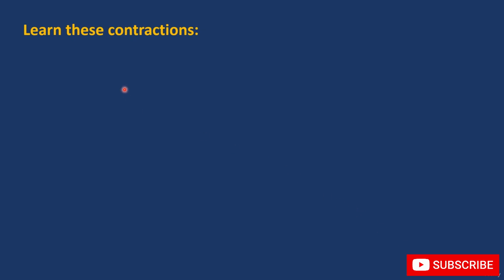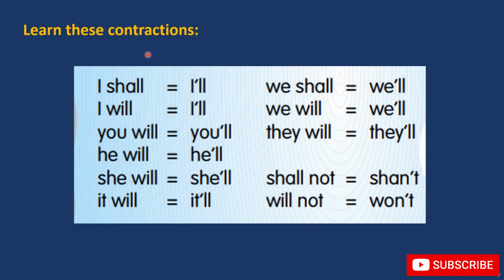We need to learn these contractions. Contractions means the abbreviated form. When I say I shall, I can write I apostrophe LL, I'll. We shall, we'll. I will, I'll, the same. So I with will or shall, the same abbreviation. We with shall or will, the same abbreviation, apostrophe LL.